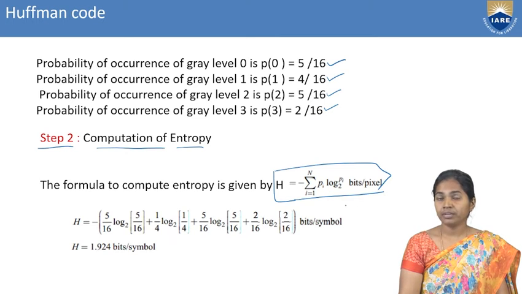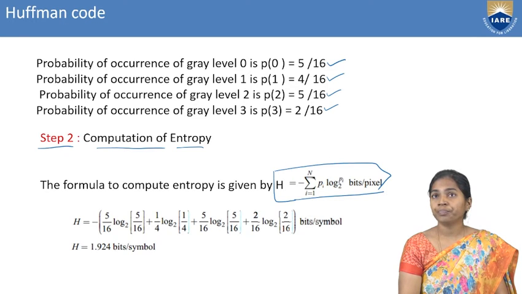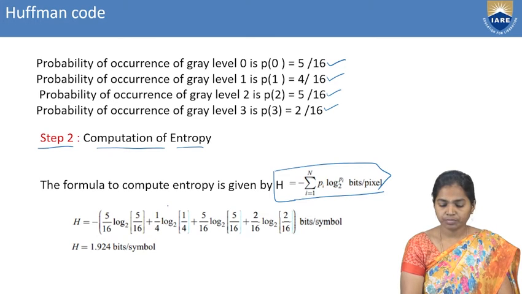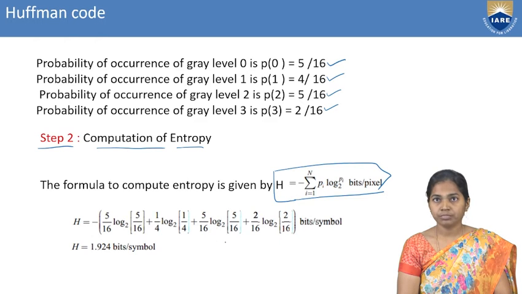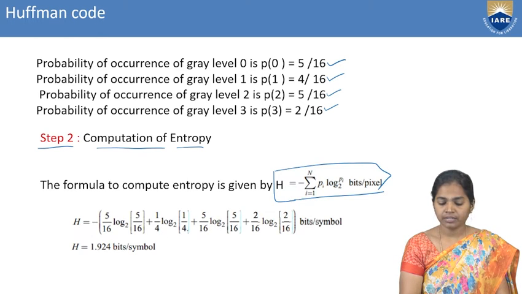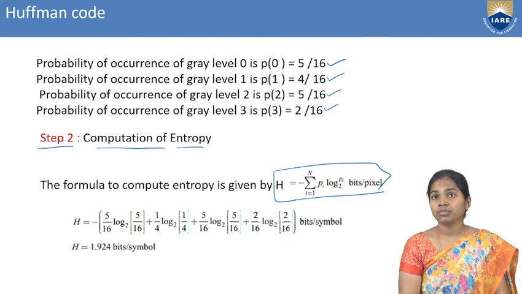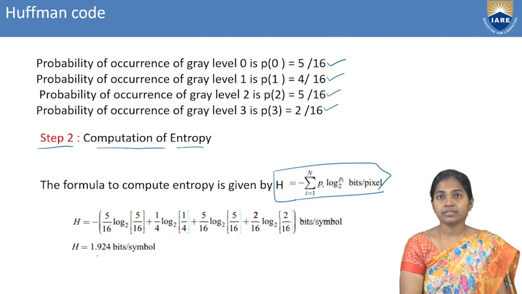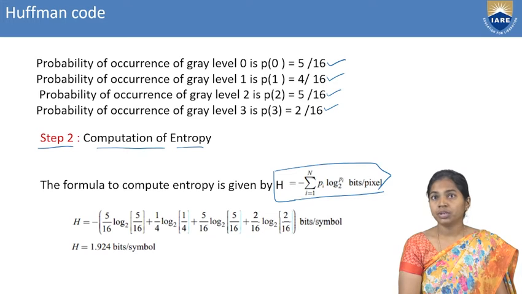So in this entropy, what are the probability values? First one, 5 by 16 into log 2 of 5 by 16, plus 4 by 16 log 2 of 4 by 16, and the next one is 5 by 16 log 2 of 5 by 16, and 2 by 16 log 2 of 2 by 16 bits per symbol. Here H equals 1.924 bits per symbol.